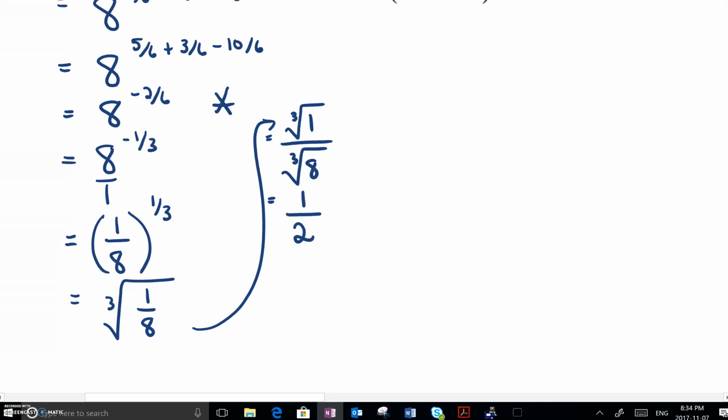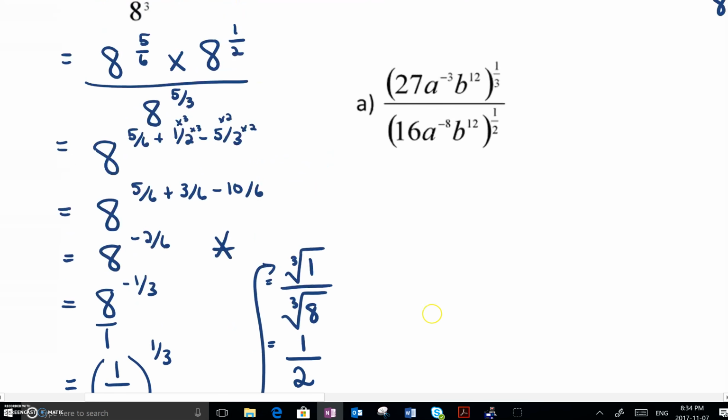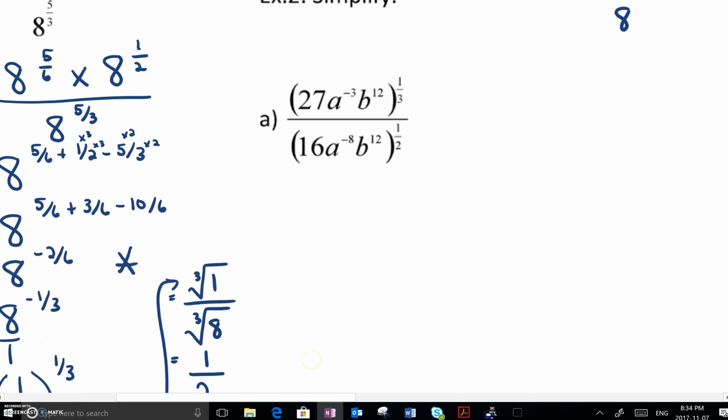You can double check that if you want on your calculator, but I know that 2 times 2 is 4, and 4 times 2 is 8. Okay, now, example 2 is a pretty complicated one.